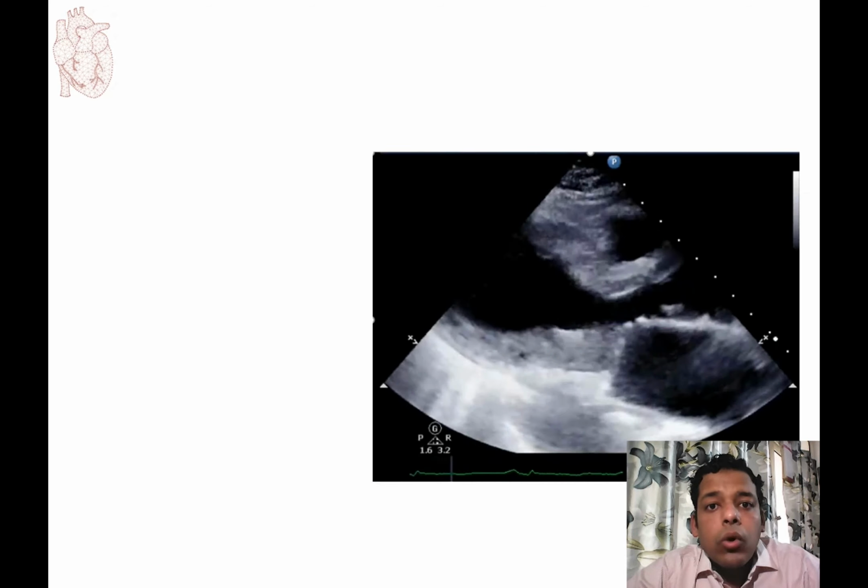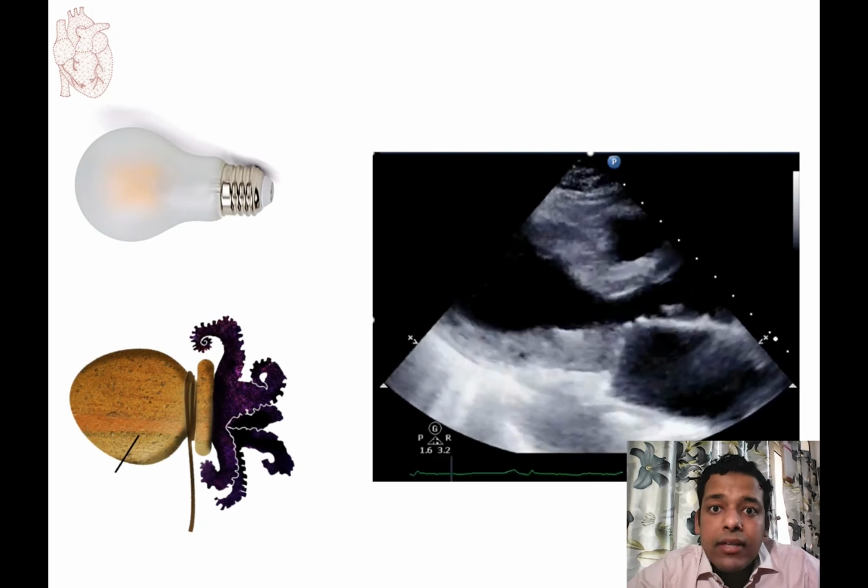In systole, this results in a light bulb shaped left ventricle, which resembles the Japanese octopus trap, and hence the name Takotsubo cardiomyopathy, also called the Takotsubo syndrome, broken heart syndrome, stress cardiomyopathy, or the apical ballooning syndrome.